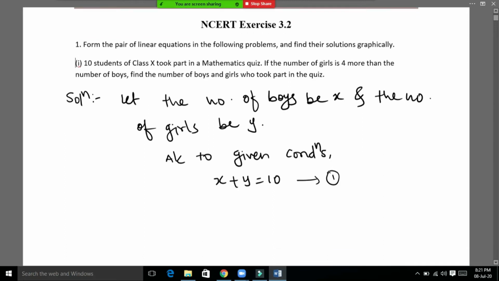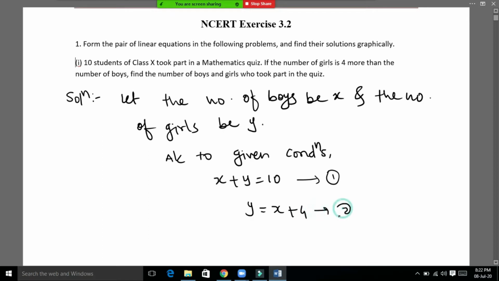Now the second statement in the question tells us the second condition to form the equation. The number of girls is 4 more than the number of boys. So the number of girls is y and it is 4 more than the number of boys, the number of boys is x and it is 4 more, so we get y is equal to x plus 4. This is our second equation.